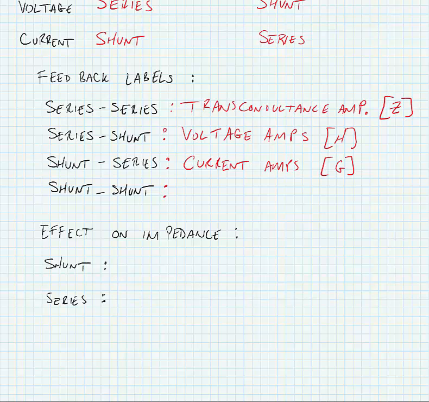And finally, we have shunt-shunt amplifiers. And shunt-shunt amplifiers are transresistance amplifiers. Transresistance amplifiers take a current as an input and output a voltage. And these amplifiers use Y parameters for their feedback analysis.